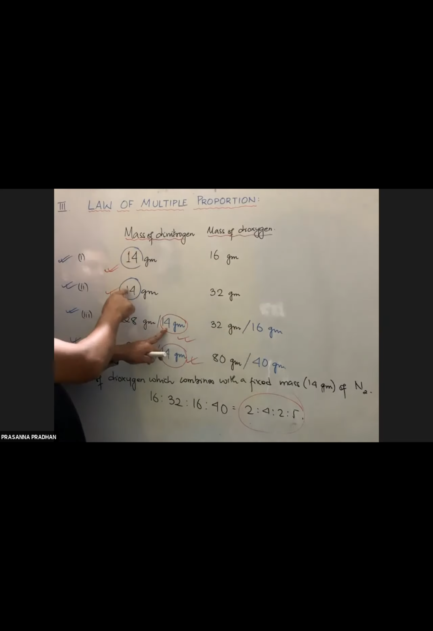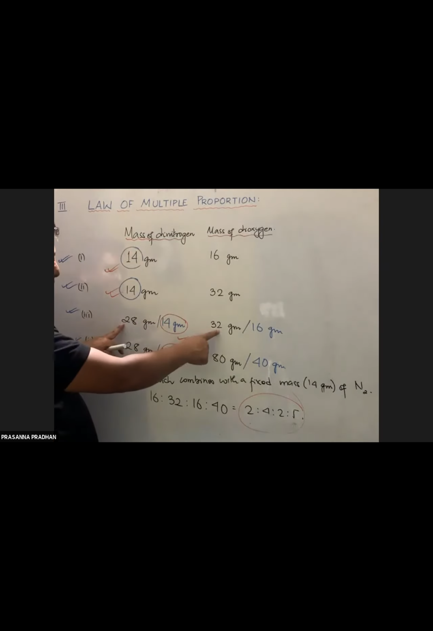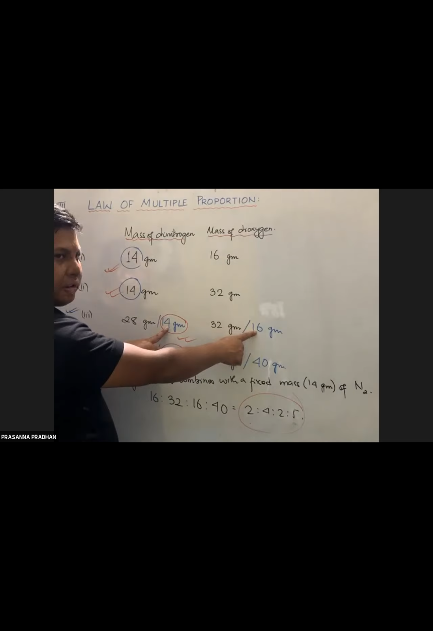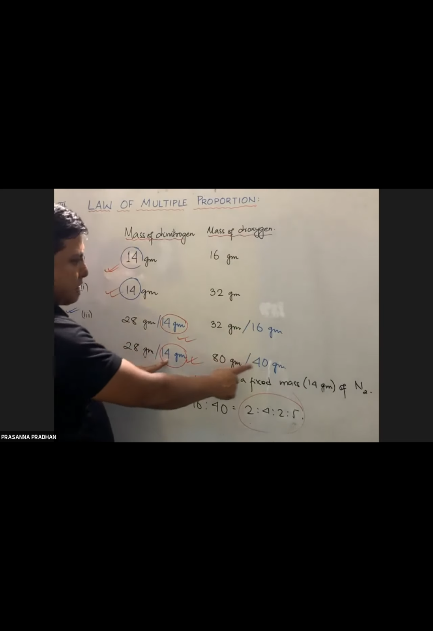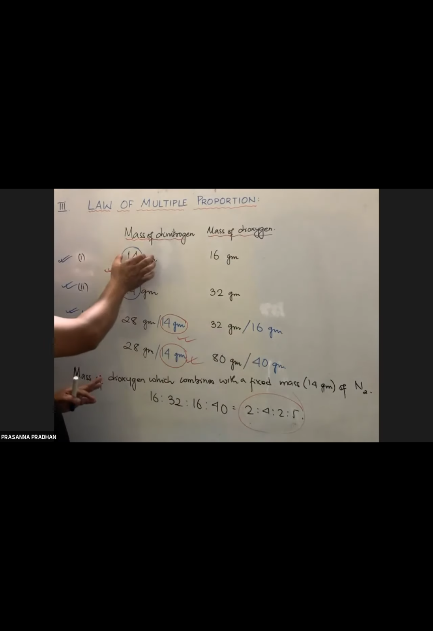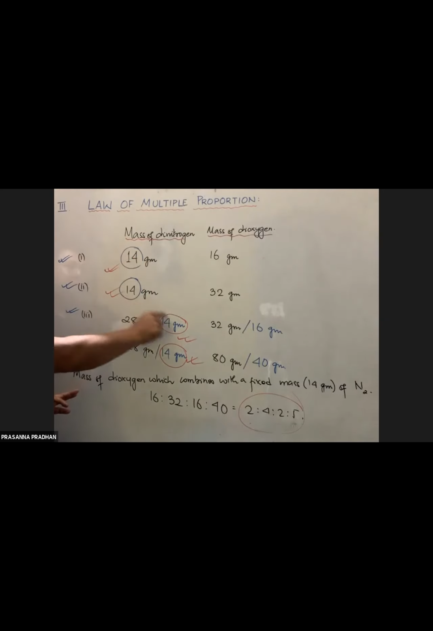क्योंकि मेरे mass fix होना चाहिए. 14, 14. यहाँ पर भी 14 ही होना चाहिए. So 28 combines with 32, 14 combines with 16. Unitary method. So यहाँ पर 28 combines with 80, 14 combines with 40. ठीक है. So what is the purpose? I have fixed the mass of one element. Now कितने में fix किया मैंने सबको? 14 में fix किया. Correct?